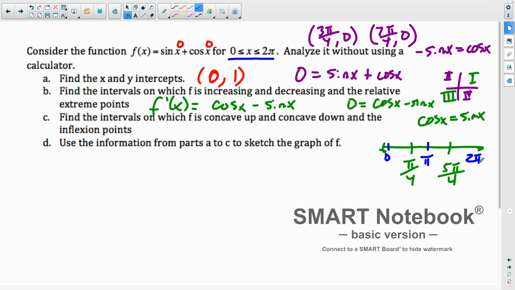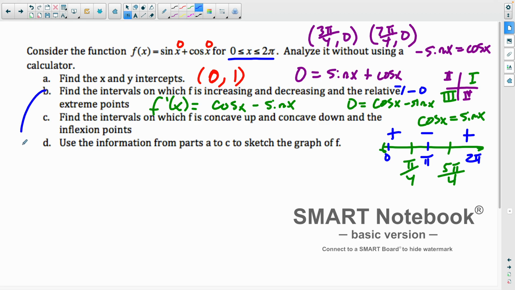So if I plug 0 in, cosine of 0 is 1. Sine of 0 is 0. So 1 minus 0 would give me 1, or positive. So I'm positive there and I'm positive there. Okay? If I were to go test pi, cosine of pi is negative 1. Sine of pi is 0. So I get a negative 1, which is negative there. Right? So what have I just found there?